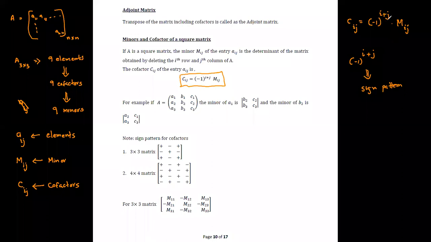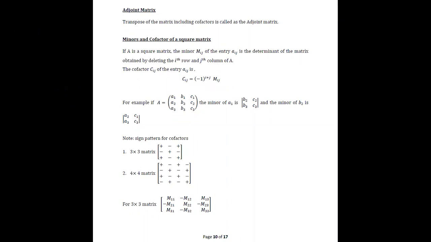Therefore, if you combine the sign pattern with the minors, you can easily obtain the cofactors for any given matrix. First we will see how we can obtain the minors, and then we will discuss how to obtain the cofactors by combining the sign pattern with the minors. I told you that the number of minors equals the number of cofactors, which equals the number of elements in the given matrix.